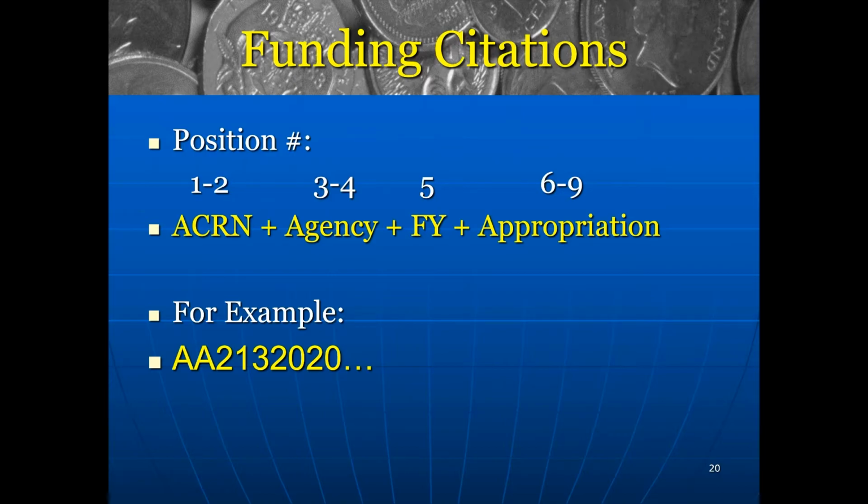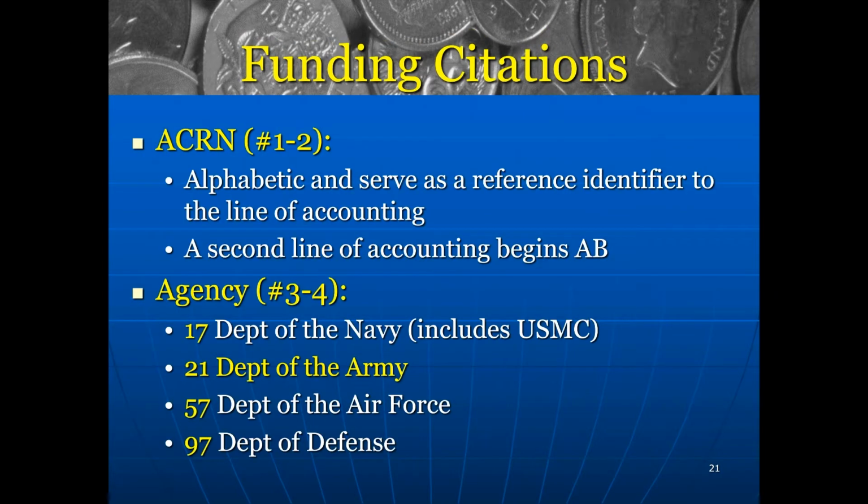Now we'll be moving on to funding citations, and the way you read the example down below, 821-3-2020: positions 1 through 2 are the ACRN, 3 to 4 the agency, 5 is fiscal year, and the 6th through 9th are the appropriation. ACRN, positions 1 through 2. They are alphabetic and serve as a reference identifier to the line of accounting. A second line of accounting begins AB.